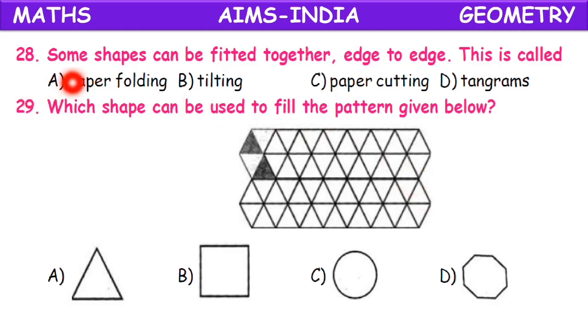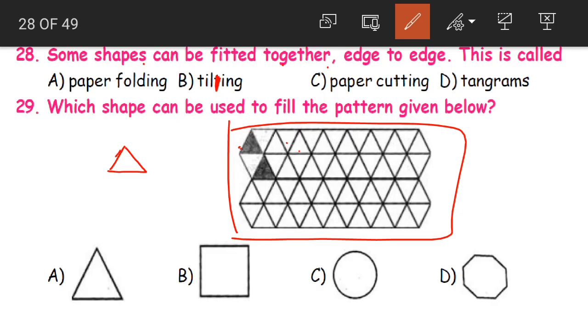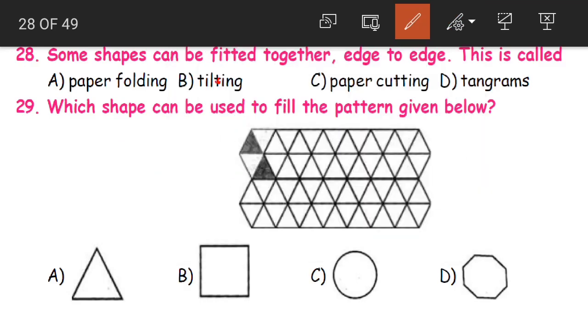Now question 28. Some shapes can be fitted together edge to edge. This is called: option A, paper folding; option B, tiling; option C, paper cutting; and option D, tangrams. So what is the correct answer here? We have learned in our class that, for example, if you look at this figure here, these shapes are fitted edge to edge. What is the edge? Edge is nothing but this one, the side, the lines. So side by side we have placed all these patterns or shapes. So what is this called? This is called tilings or tessellations. Yes. So option B, tiling, is our correct answer.